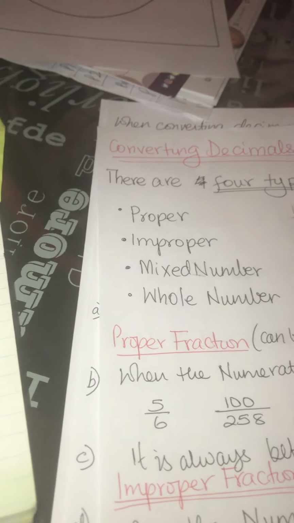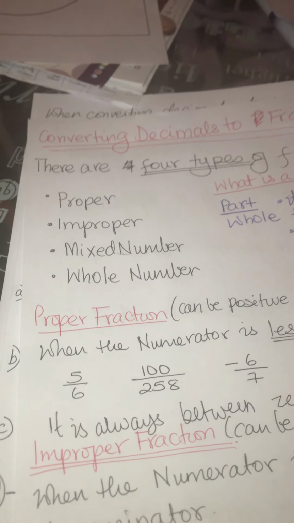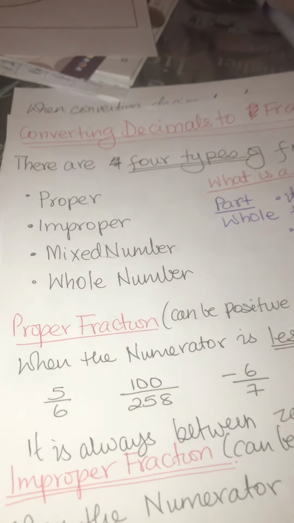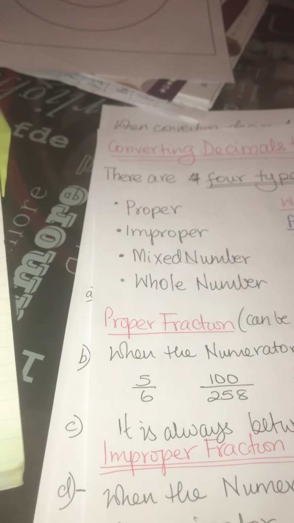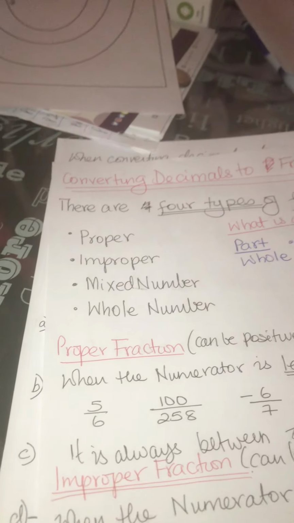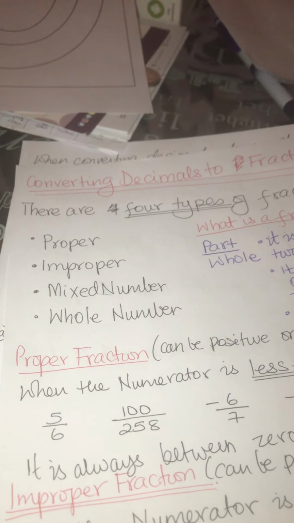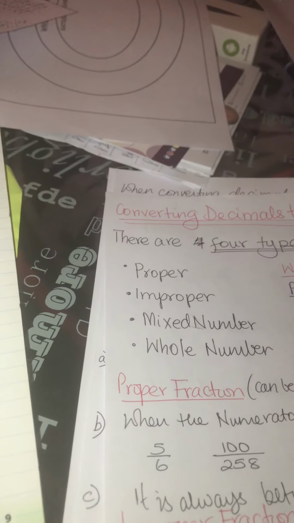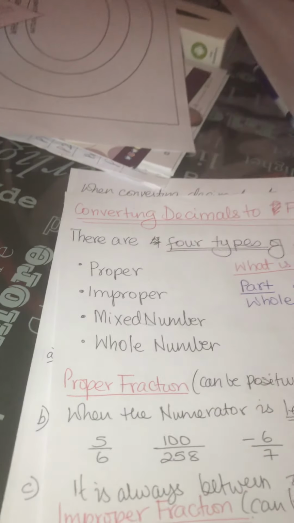That's how you write a proper fraction. Where do you find it on the number line? Between 0 and 1 on the number line, if it is positive. If it is negative, it will be between 0 and negative 1 on the left side.